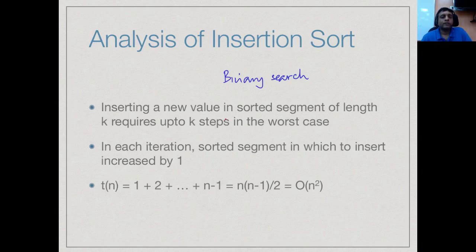Initially, I want to insert A1 into a segment of size 1, then A2 into a segment of size 2, and so on. So I have 1 plus 2 plus 3 up to n minus 1. Finally, A n minus 1 must be inserted in the segment A0 to A n minus 2, which is of length n minus 1. So again, T of n is 1 plus 2 up to n minus 1. This is just a variation of the summation we have seen many times before. It's n into n minus 1 by 2. So this is again order n squared.